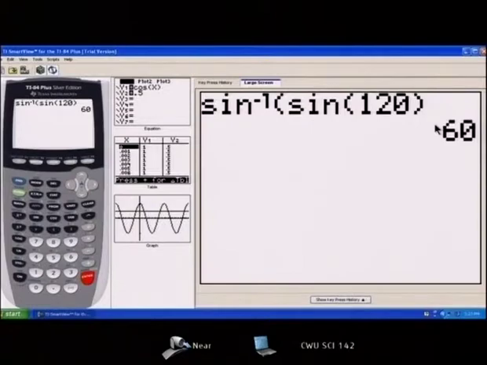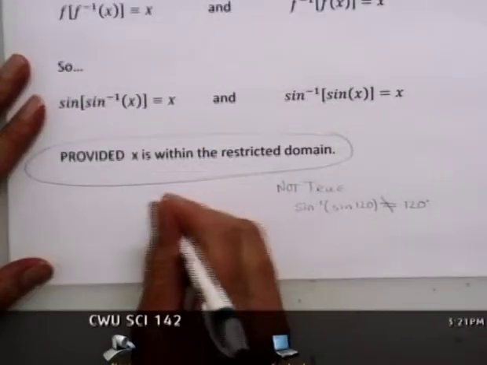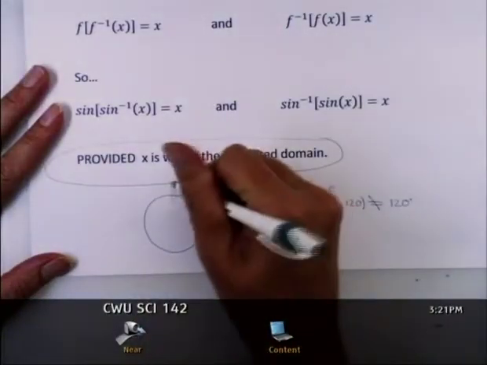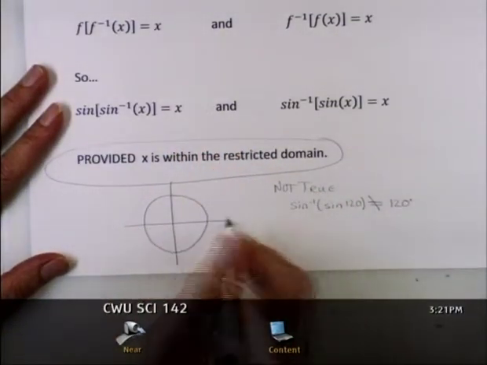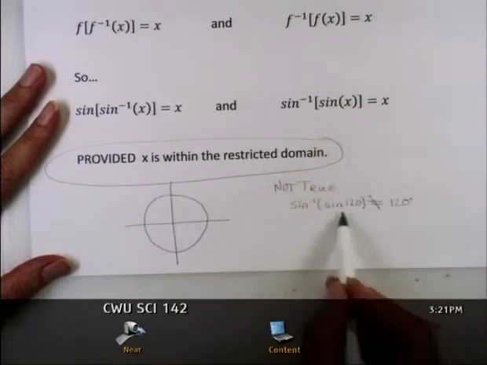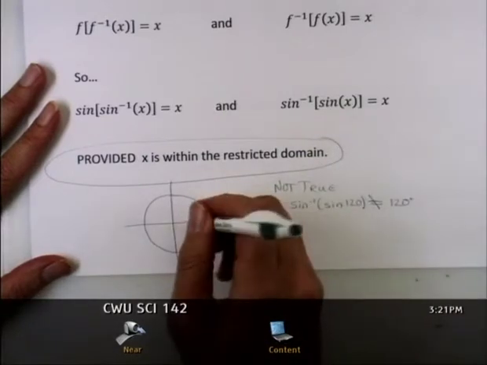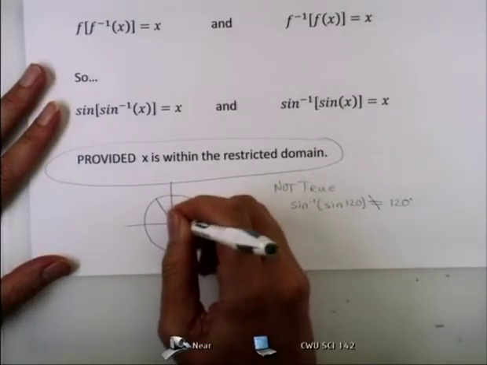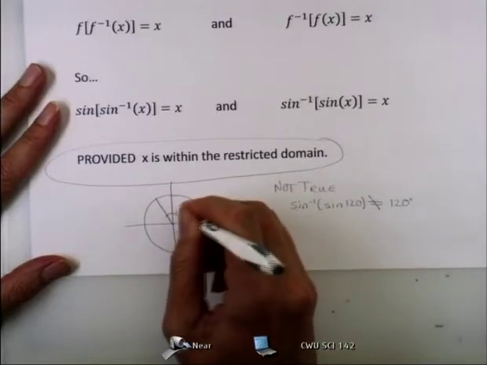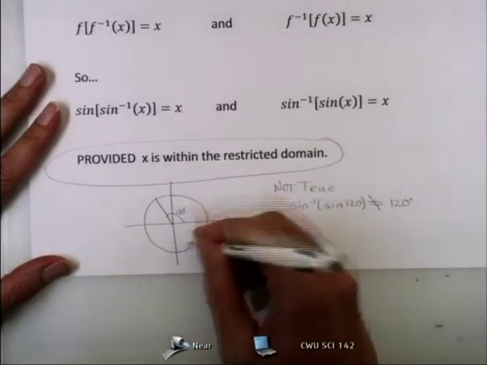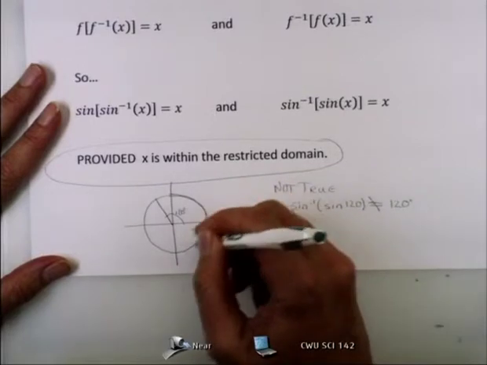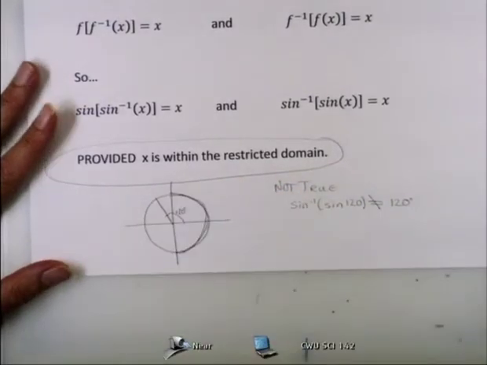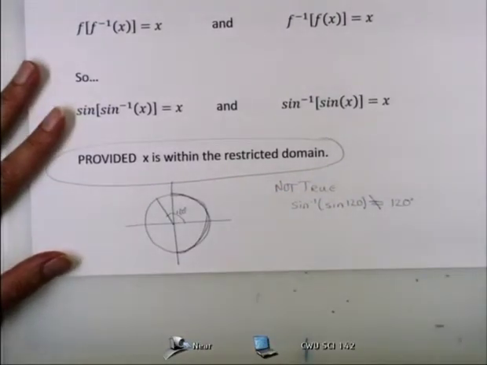Okay, so I'm going to go back over here to the document camera and look at the unit circle to see what is happening. I started with the sine of 120, so I'm looking at 120 degrees, which is up here. Now, is this in quadrants 1 or 4? It's not, so it's not part of my restricted domain.